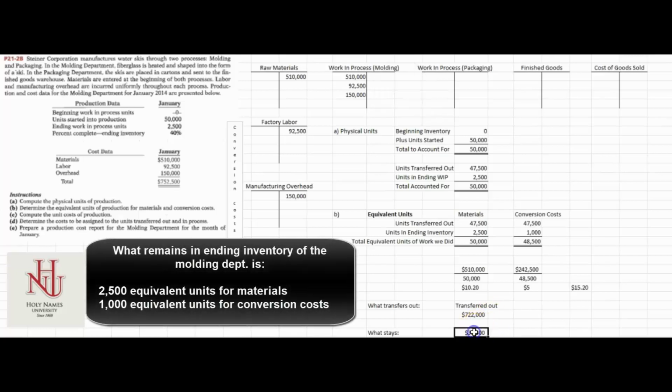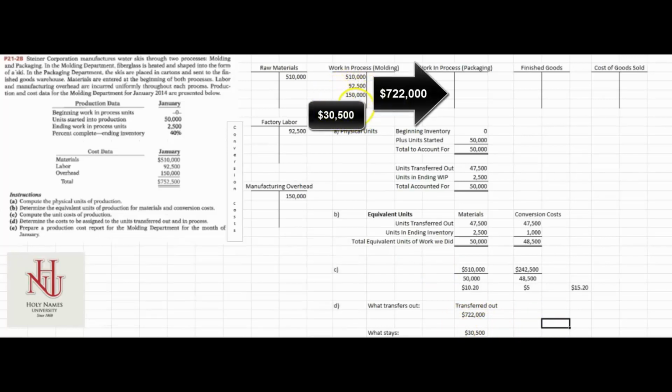What stays? Well, those 2,500 units that are left are 100% complete as far as materials go. So 2,500 times $10.20. We also have 1,000 equivalent units left as far as conversion costs go. $5 times 1,000 will give us 5,000. So our formula is 2,500 times $10.20 plus 1,000 times $5, which means that $30,500 is our ending work in process inventory in the molding department.